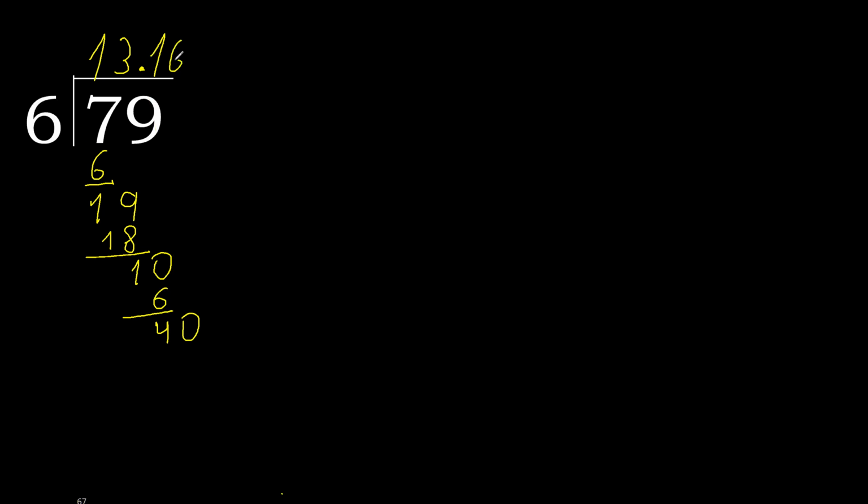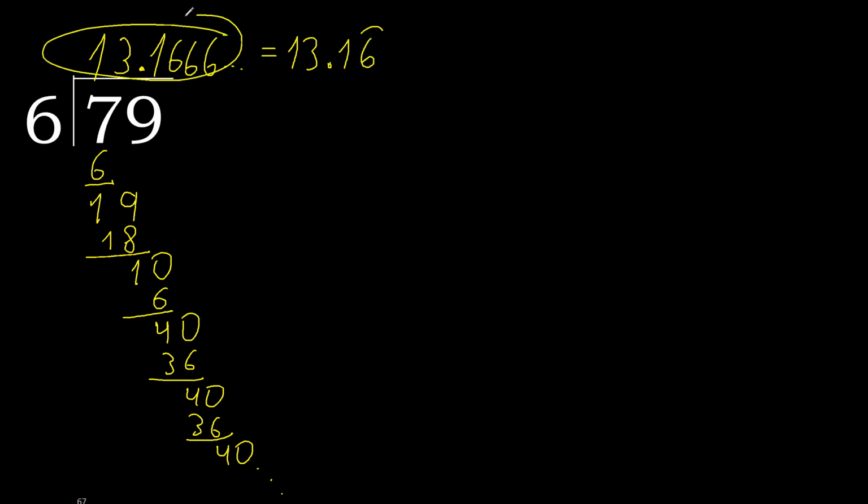40. 6 multiplied by 6 is 36. Subtract, complete, 40 minus 36. Here the digits repeat, therefore the 6 repeats. So 79 divided by 6 is, after the point, 6 repeating, therefore like this, 6 repeat, like this, or like this, okay.